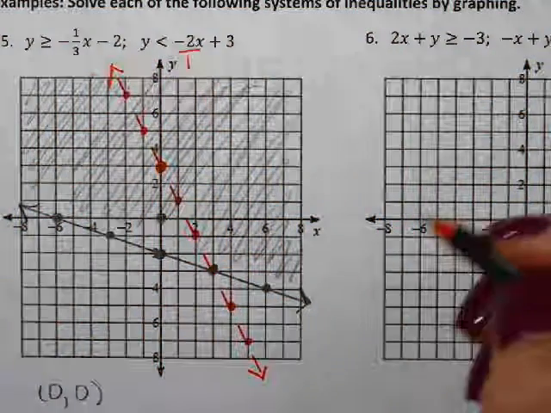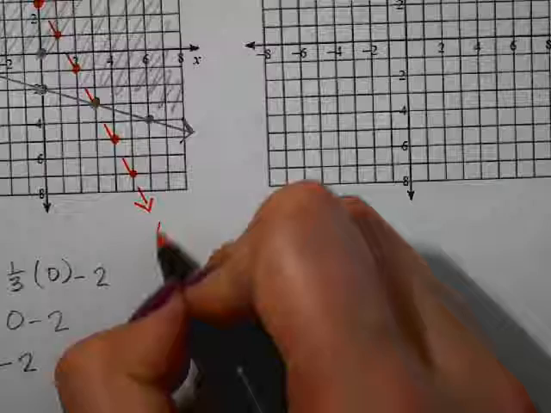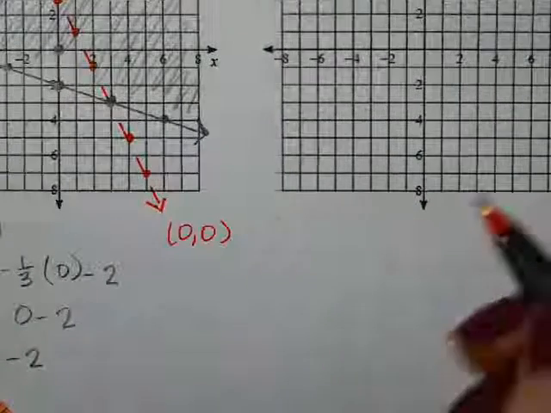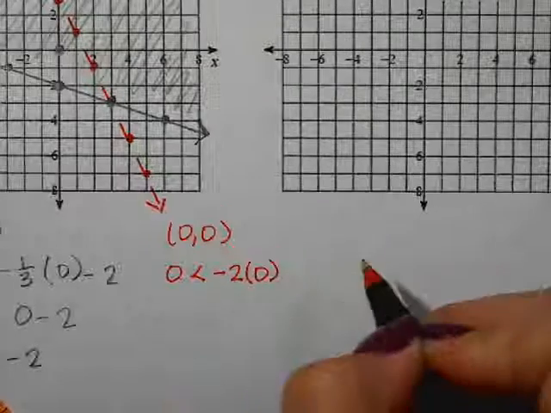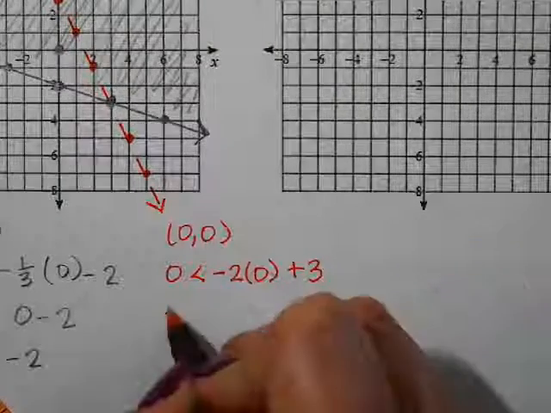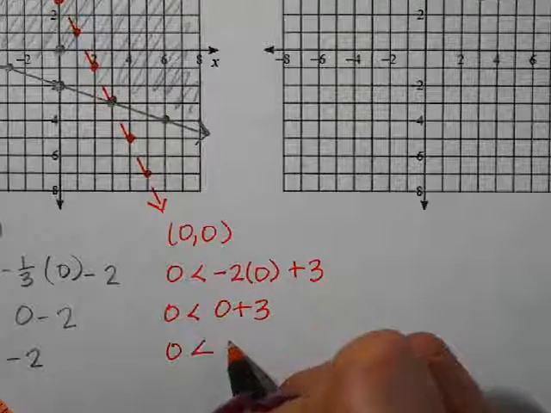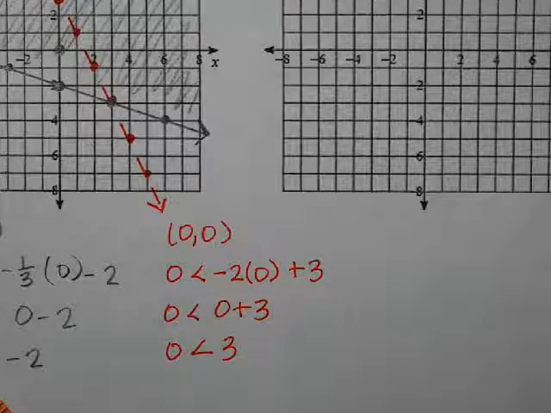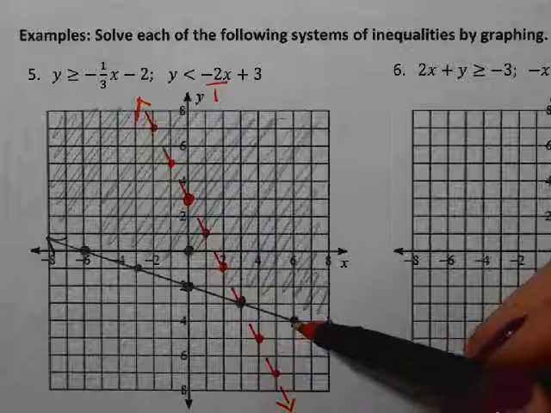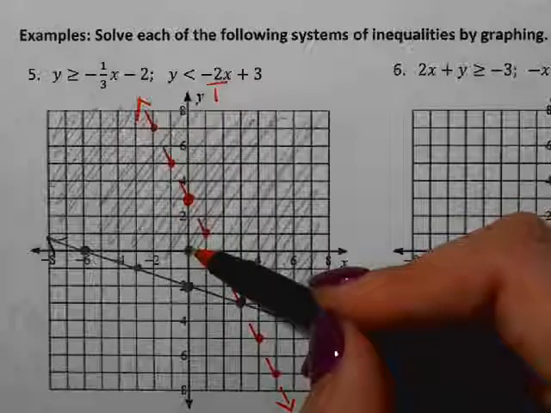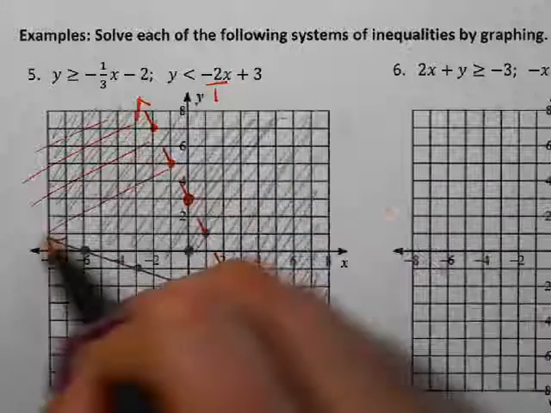All right, so same thing, I'm going to plug in 0, 0 for this one as well. So 0 for x, 0 for y. So that gives me y is less than -2 times 0 plus 3. So 0 is less than 0 plus 3. 0 is less than 3. That is true. And so the point 0, 0, if I'm just looking at the red, 0 is on the left side of the red line. So that means that it was true, so I should shade to the left side of the red line.